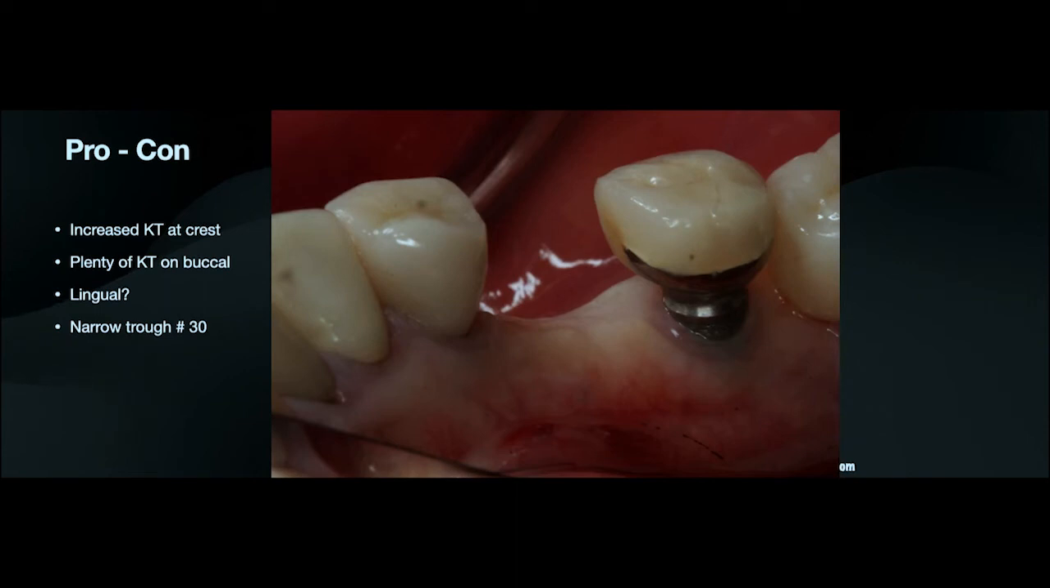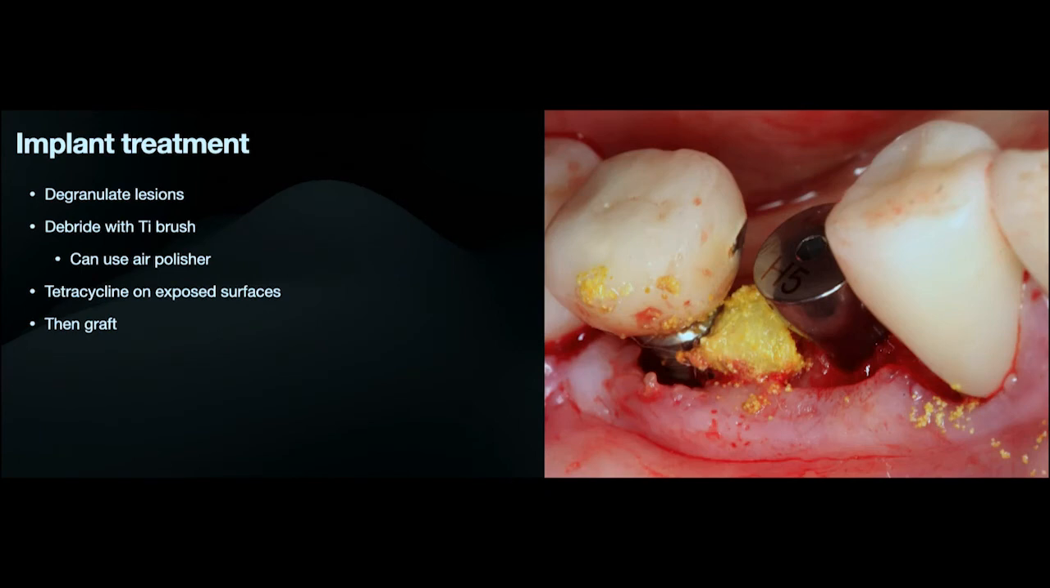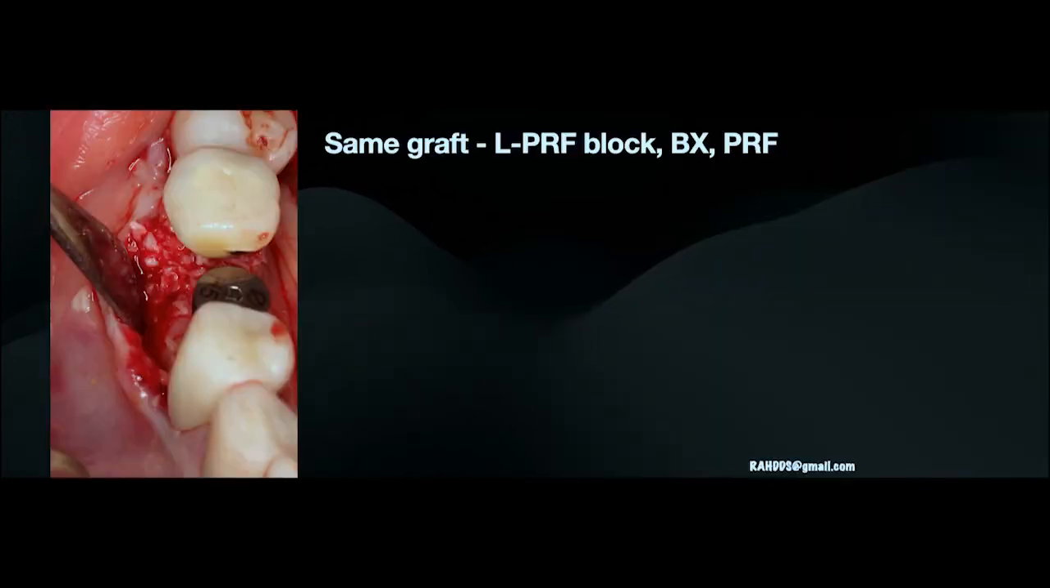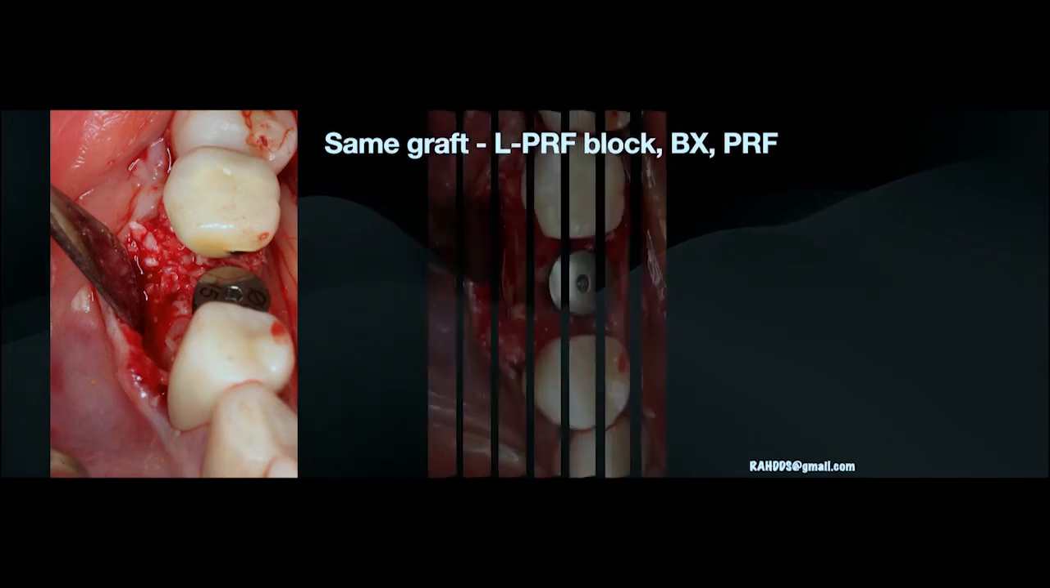Because once I have to elevate a flap to take out the tooth, I'm going to treat the peri-implant issue next door. Do I care if I get bone there? It's 90%, 98% in bone. What's the issue here? She has very thin soft tissue. So if I leave her with thin soft tissue, she's going to be at a risk for losing more bone. So my titanium brush, my air polisher, my tetracycline on that surface, PRF block covered with BioXclude everywhere, just like I did at the extraction.